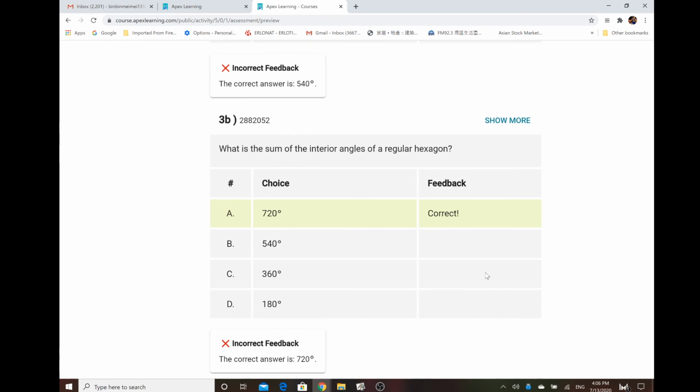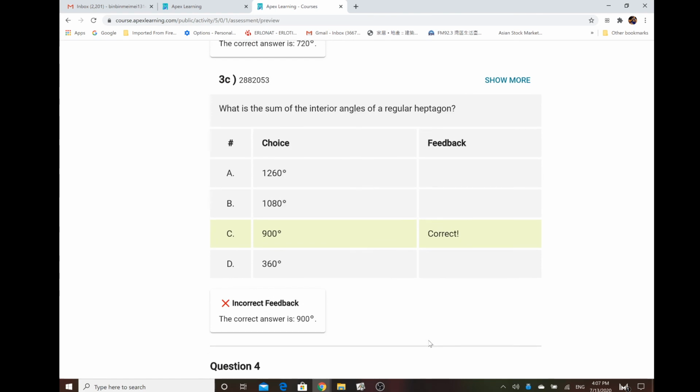And then what's the sum of the interior angles of a regular hexagon? Hexagon means it's a 6-sided figure. So 6 minus 2, so 4. 4 times 180, so 720. And then a regular heptagon, a 7-sided figure. So 7 minus 2 times 180, so 5 times 180, which is 900.